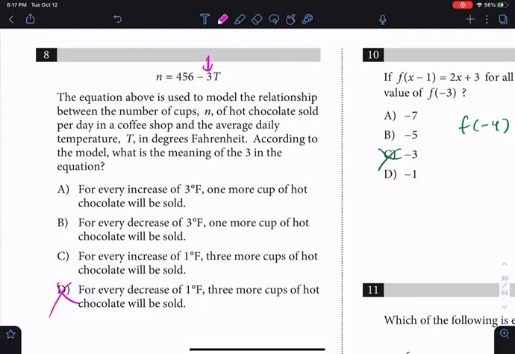So when the temperature T is 1, this is going to be -3, and this is going to be 456, so you subtract, and 3 cups of hot chocolate will be sold. If you plug 1 in T, it will be -3, and 456 minus 3 is 453. This represents the cups sold. So for every decrease of 1 degree Fahrenheit, 3 more cups of hot chocolate will be sold. What they have at that moment is 456. So that's the y-intercept. So the answer is B.